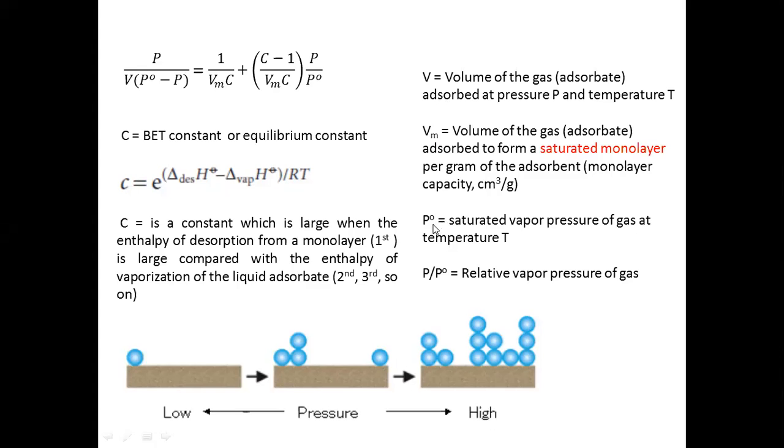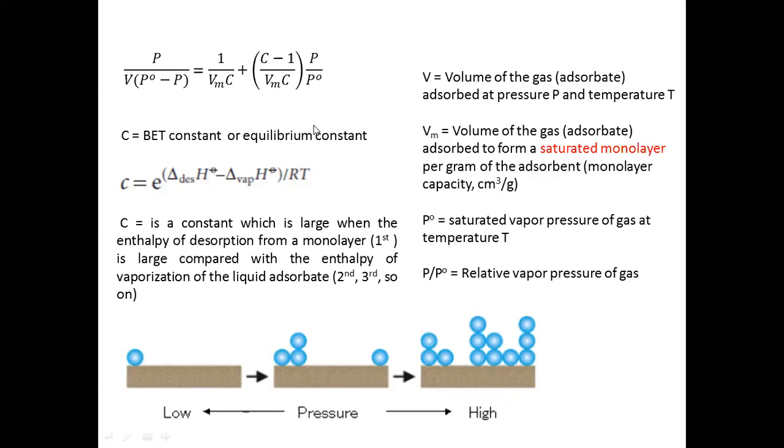And similarly, P is the pressure of the gas at a specific temperature, and of course the volume. And what is P naught? P naught is similar to Vm. It is the saturated pressure of the gas at temperature T. So Vm and P naught are the volume and the pressure at the saturated state.